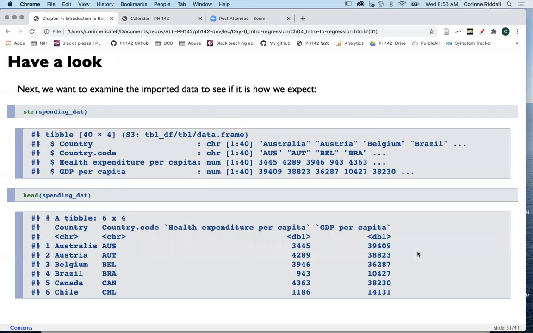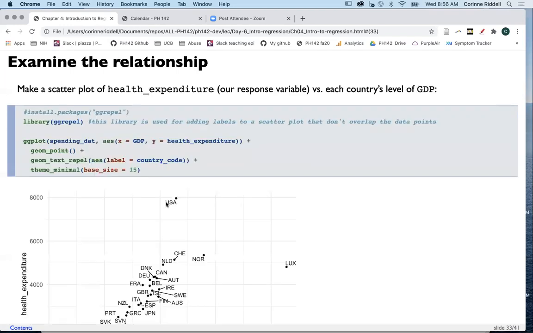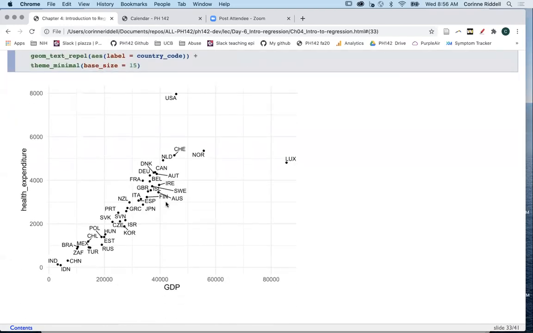estimate? So we have another data set, the spending data, about health expenditure per capita for different countries related to the GDPs of those countries. So we have these data in R for today's class. You can load them in, rename some variables, and then plot those data. This is what it looks like.